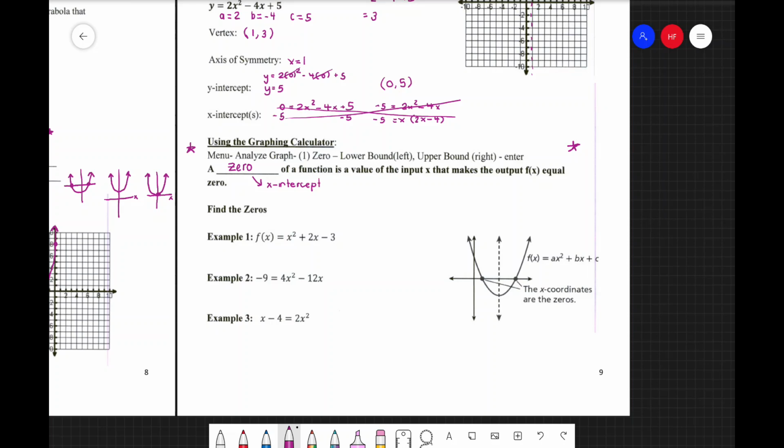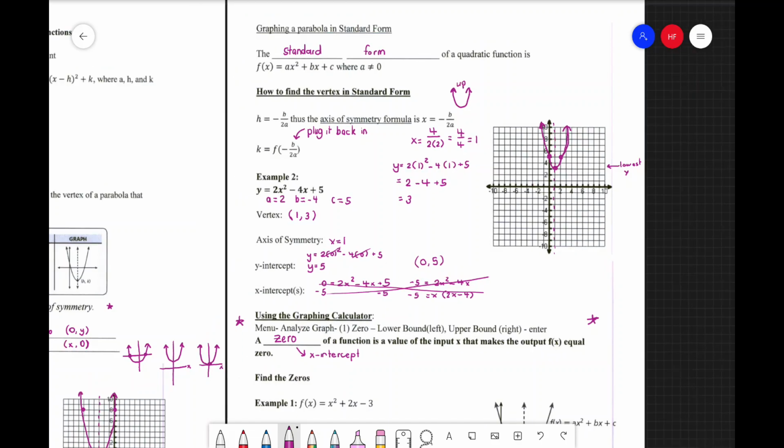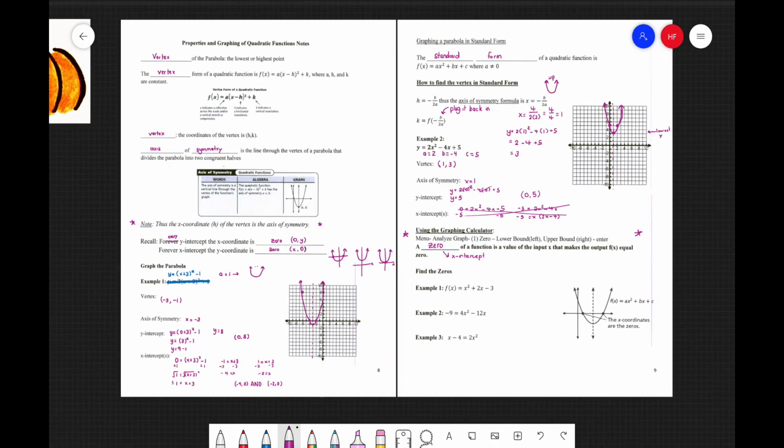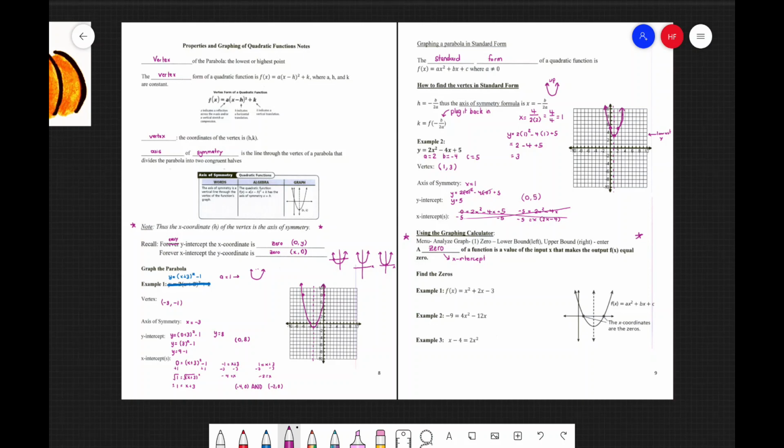So that is all for today when it comes to graphing functions. We'll do a little bit more of graphing functions in the future just because it is a difficult topic. So these are the notes just for today, and then you do have your assignment that is on Canvas. So thanks for listening.